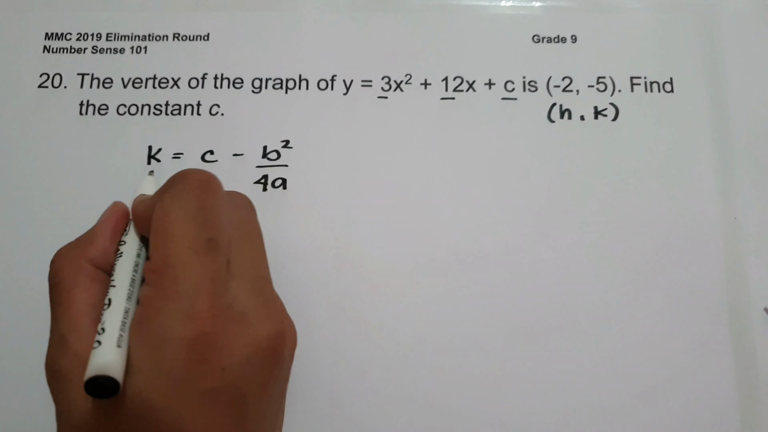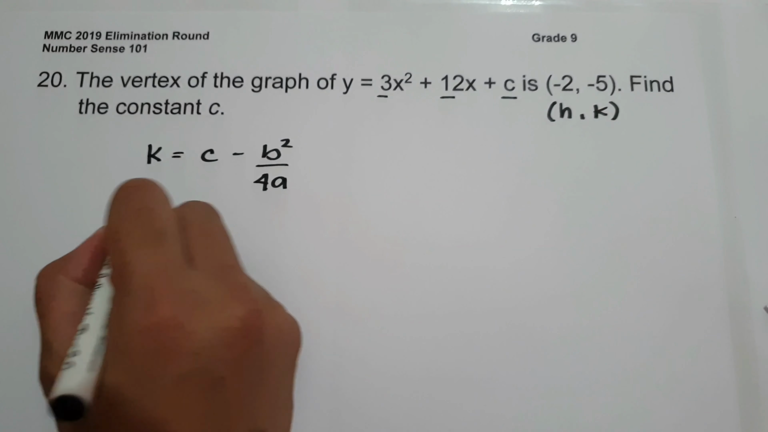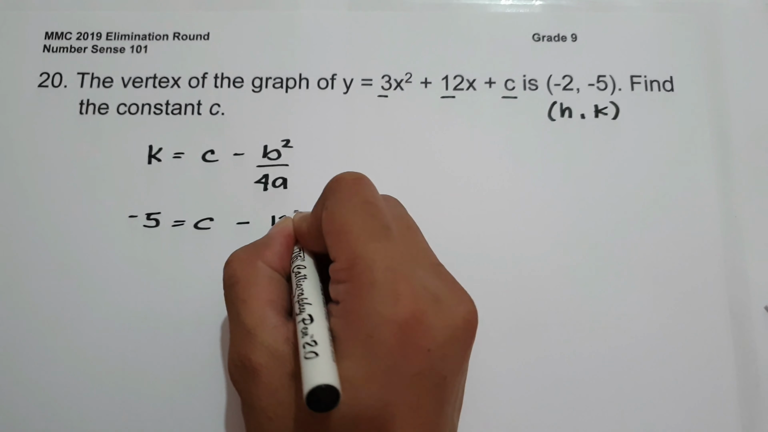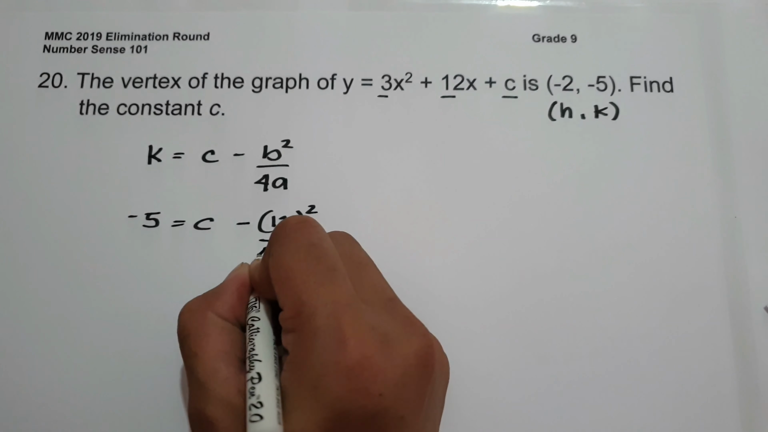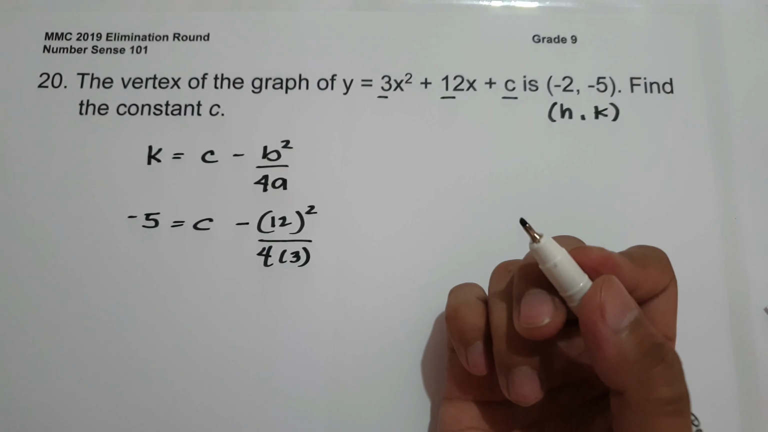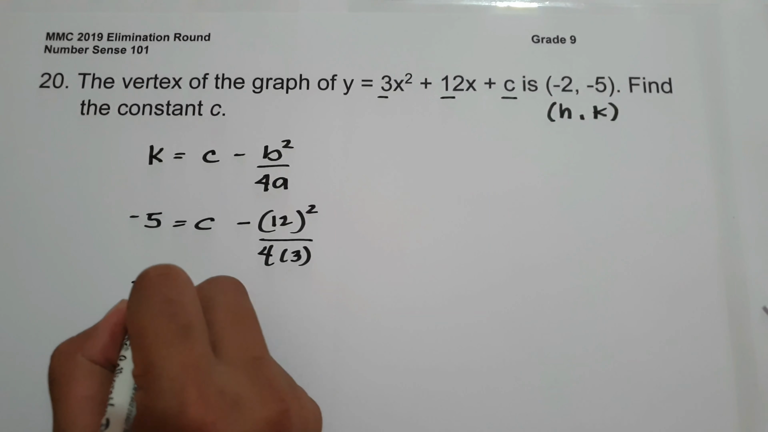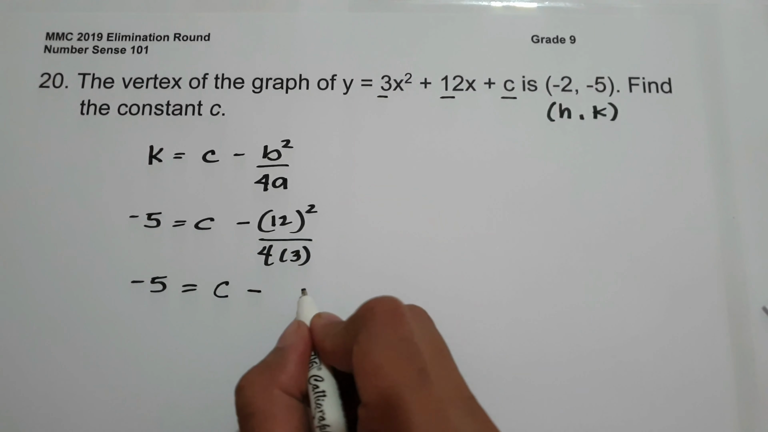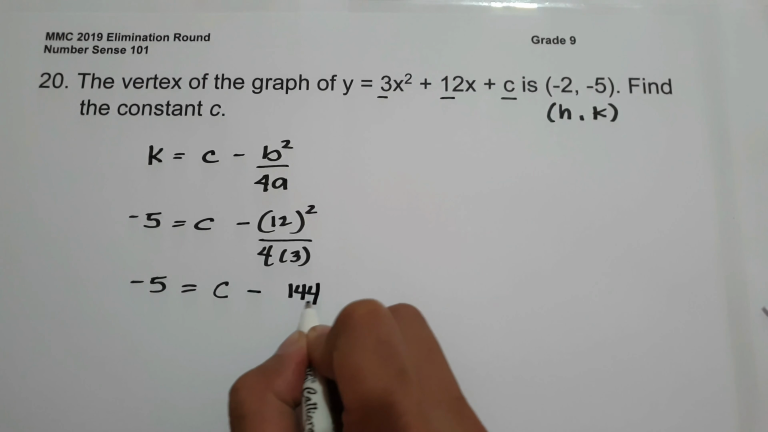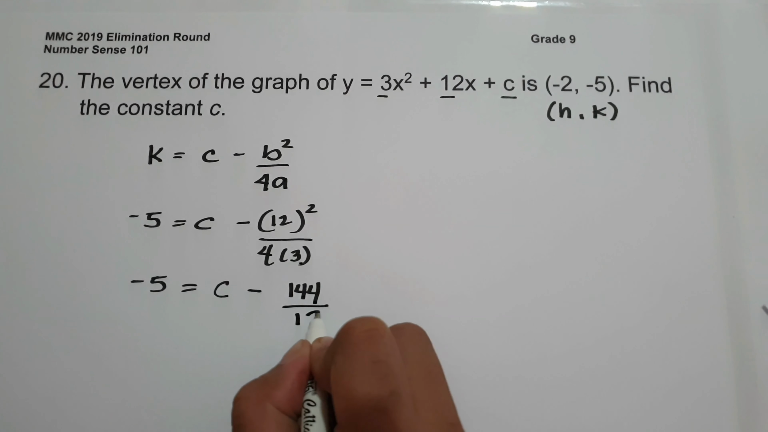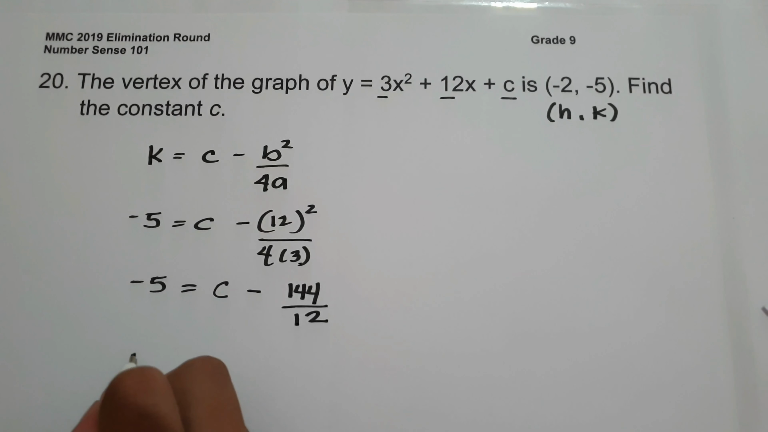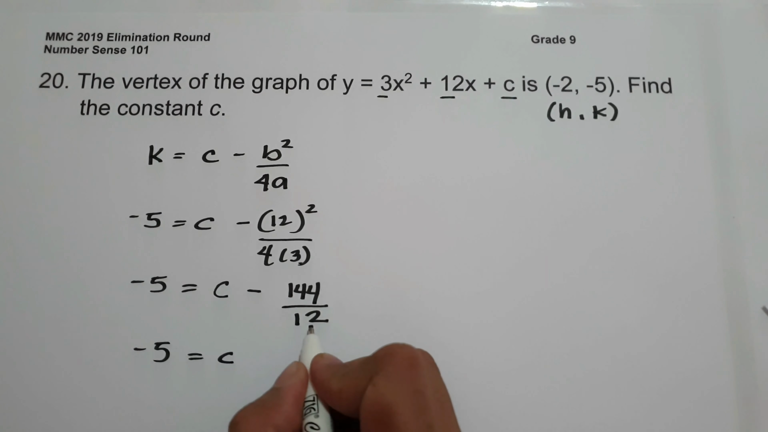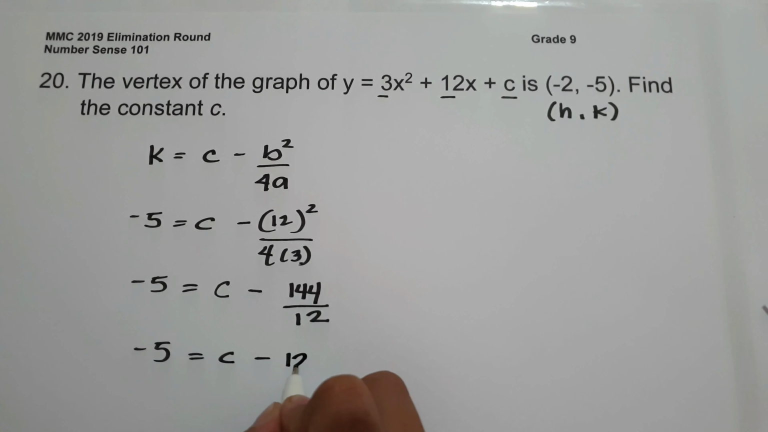Since the value of k is negative 5, and then c minus b, that is 12, squared over 4 times 3, let us have negative 5 equals c minus 12 squared, that is 144, divided by 4 times 3, that is 12. So let us simplify. We have negative 5 equals c, negative 144 divided by 12, that is negative 12.